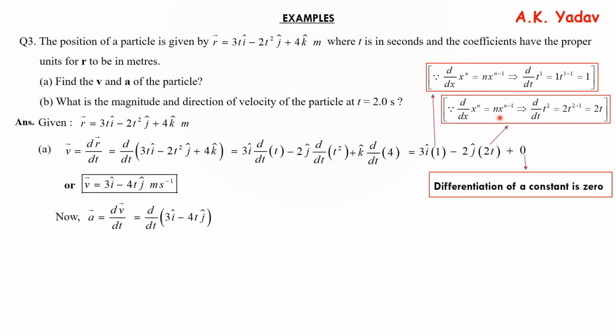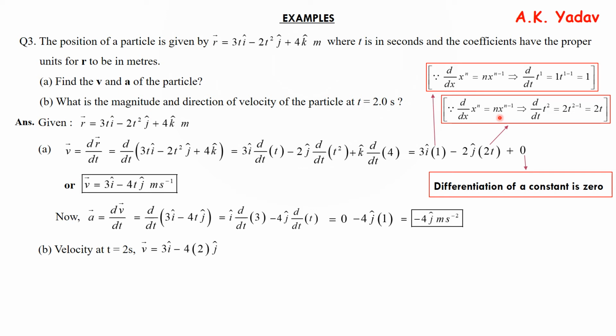So d by dt of 3i minus 4t j comes out as d by dt of 3, minus 4j d by dt of t. Now d by dt of 3 is 0 because the differentiation of a constant is 0, and d by dt of t is 1, as we have done earlier also. So we get a equals minus 4j meter per second square. So the first part is done. Let us move to the second.